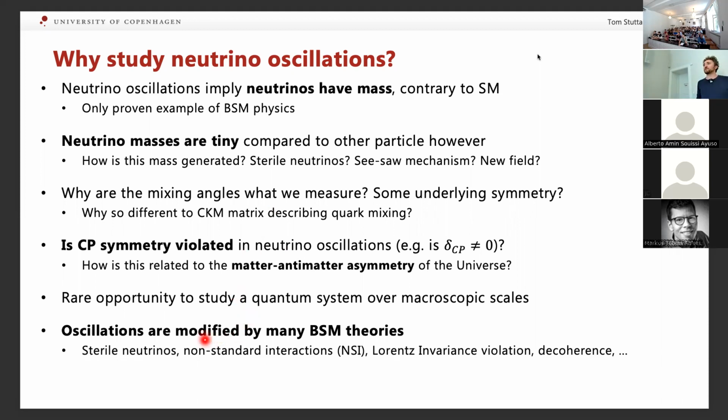And the final motivation here is that oscillations are actually modified by a huge number of BSM theories. So things like sterile neutrinos, non-standard interactions, Lorentz invariance violation, quantum decoherence. All these situations, if they are real and out there in the universe, may actually make changes to the way neutrinos oscillate, and this is something we can search for in data.